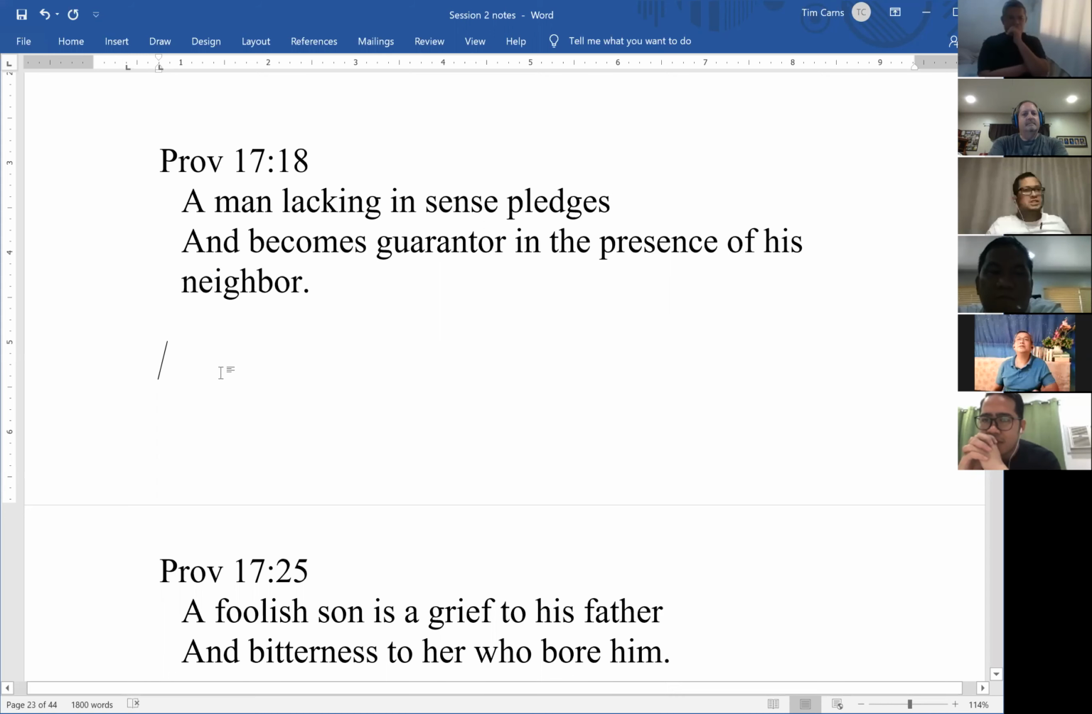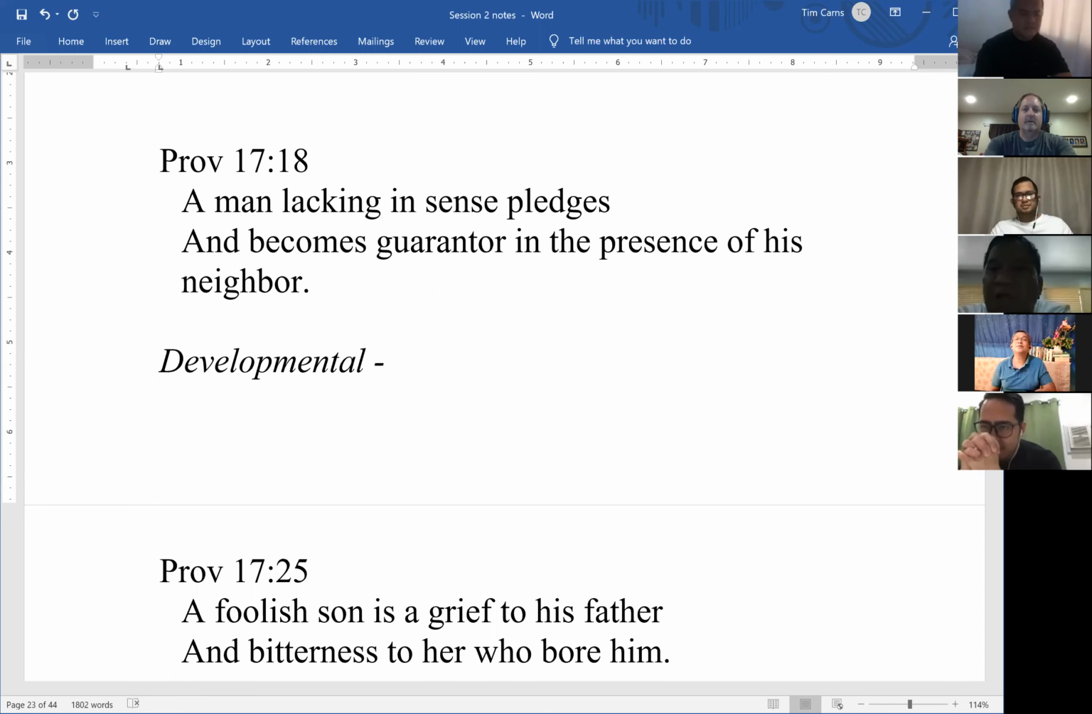Someone lacking in sense. Developmental. What do we see going on here? Developmental, result. Developmental, I think. I would agree. Result. Yes. Line 2 is the result of line 1. Or I heard addition.